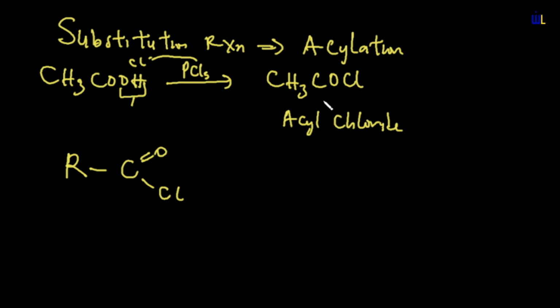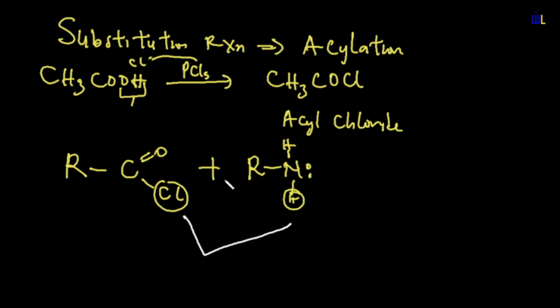Now, if an acyl chloride is to react with an amine, let's say for instance we have a reaction between an acyl chloride and a primary amine, automatically what happens is that the amine loses this hydrogen while the acyl chloride loses this chlorine. The two of them combine to form hydrogen chloride, while a bond is formed between this carbon and this particular nitrogen. So let's see what happens as the product.